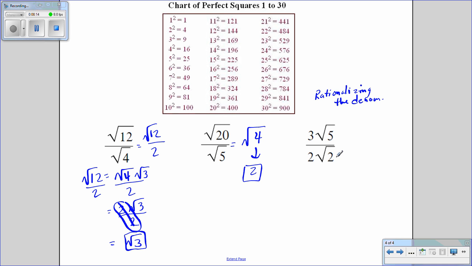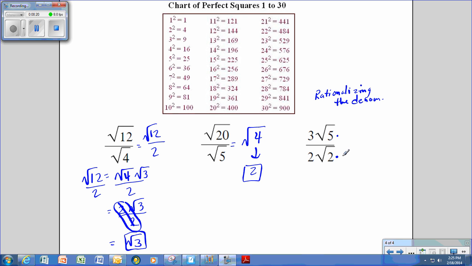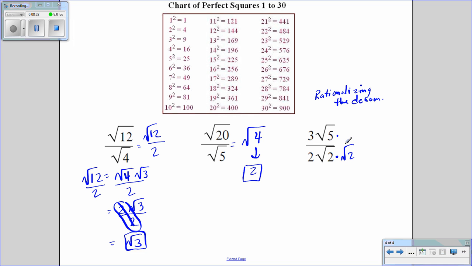Now to do that, we're going to multiply both the top and the bottom of the fraction by the square root on the bottom. Right now the square root on the bottom is the square root of 2. So I'm going to multiply the square root of 2 on the top and the bottom. On the top now we have 3 times the square root of 10. 5 times 2 is 10. On the bottom we have 2 times 2, and then we multiply these two square roots, which gives me the square root of 4. Okay, let's continue this down here.